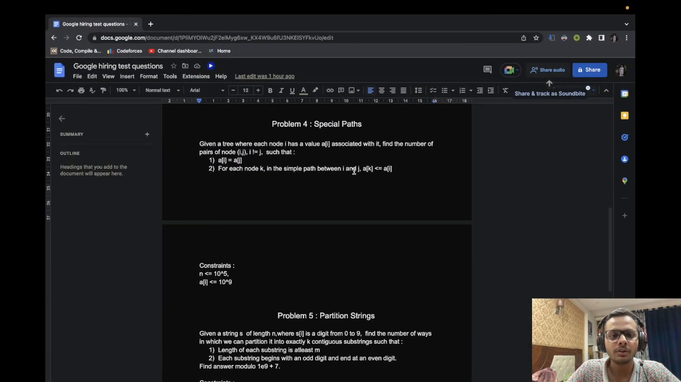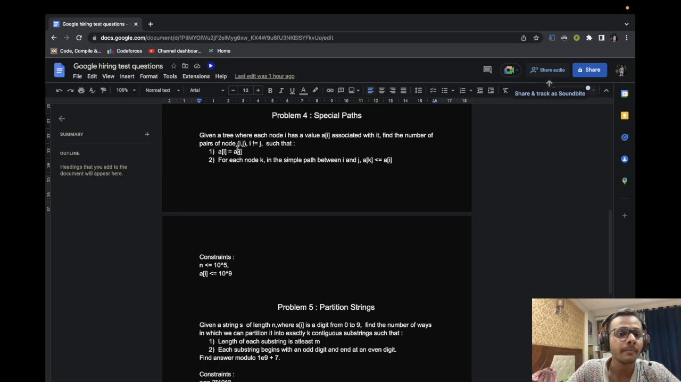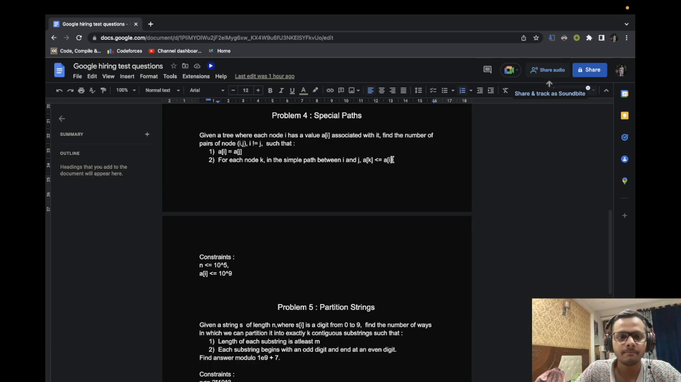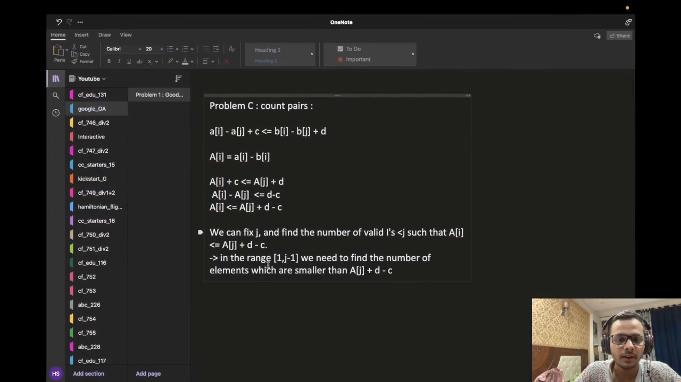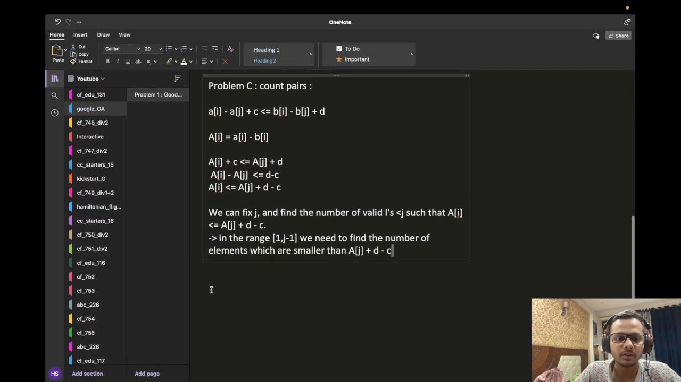Now let's move on to the fourth problem. Here we have a tree where each node i has a value ai associated with it, as was the case in the first problem. So we need to find the number of pairs of nodes i, j where i is not equal to j such that ai is equal to aj, and for each node k in the simple path between i and j, a of k is smaller than or equal to a of i. So I think the statement is clear enough. Now let's see how we can solve this.